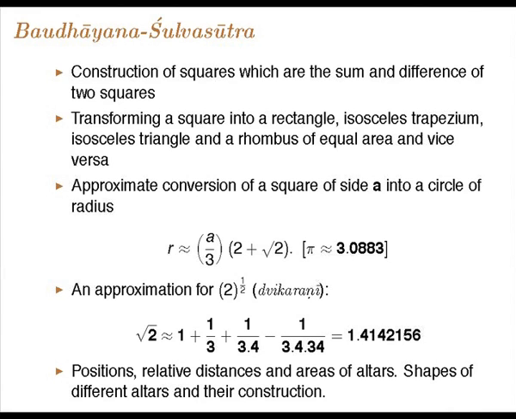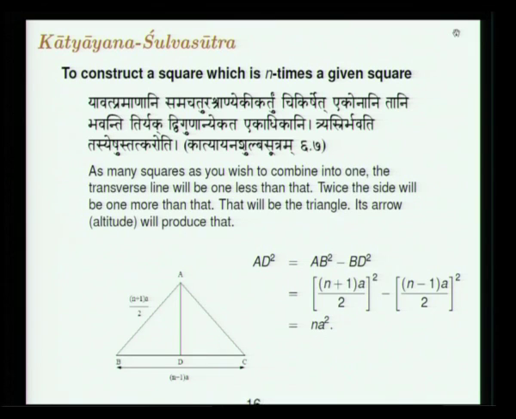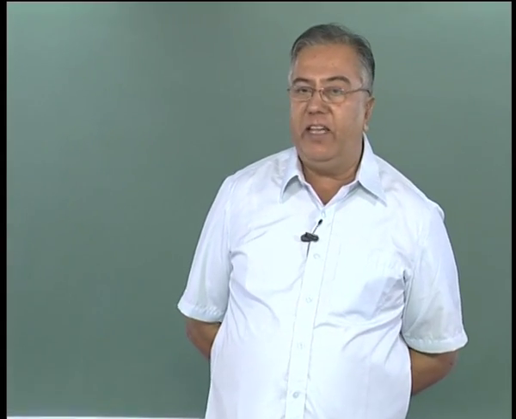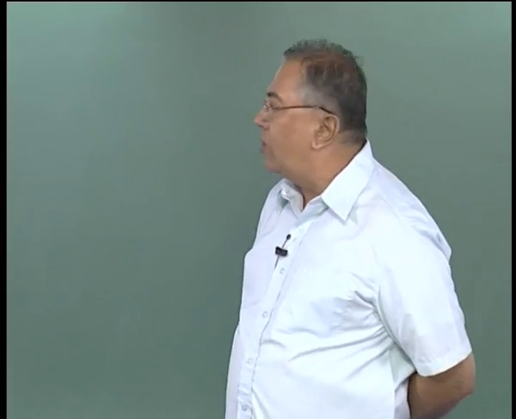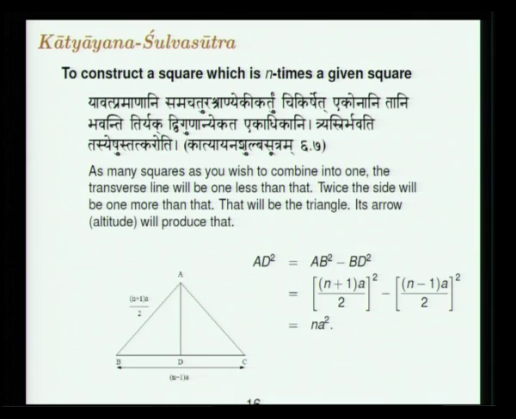Finally, all this geometry is used in constructing altars. This is the rule in Katyayana Shulba Sutra. The problem is how to construct a square which is n times the area of a given square, and Katyayana Shulba Sutra gives a very interesting geometrical formula: ((n+1)a/2)^2 minus ((n-1)a/2)^2 is na^2. It uses this very interesting algebraic result to calculate the side of a square which is n times in area the given square.